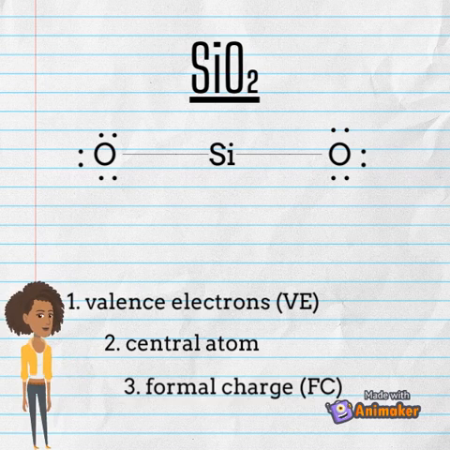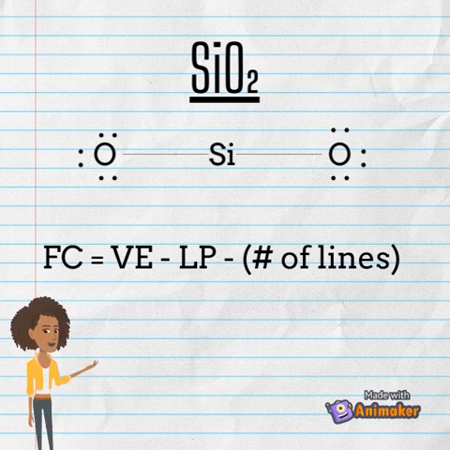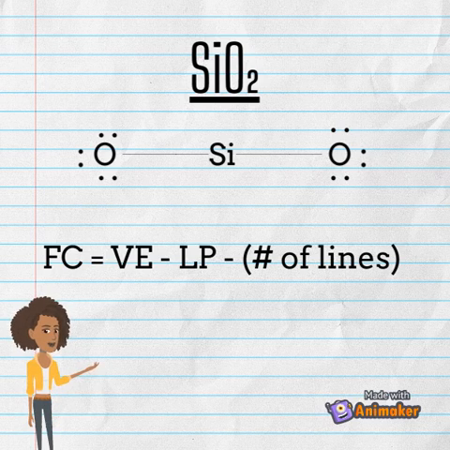Formal charge. You calculate the formal charge by subtracting the number of lone pair electrons and subtracting the number of lines of bonds from the total number of valence electrons of the atom. For instance, silicon has 4 valence electrons, so we'll start with 4, minus 0 lone pair electrons, minus 2 lines from the single bonds. So this would look like 4 minus 0 minus 2, which gives us positive 2.